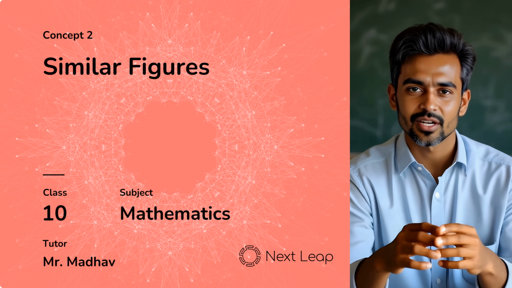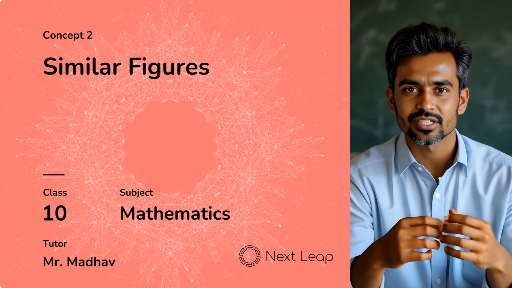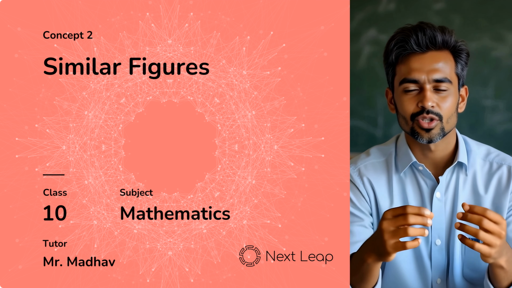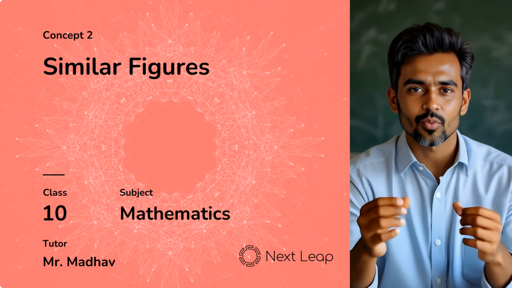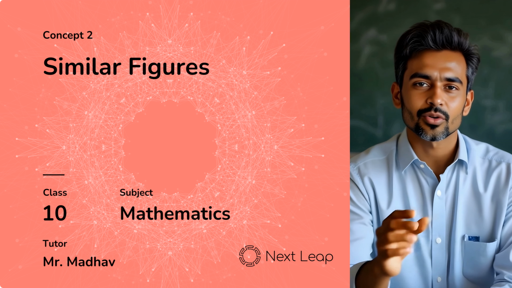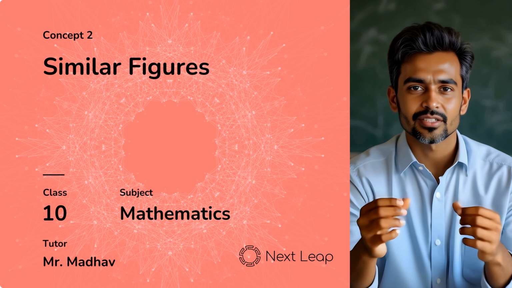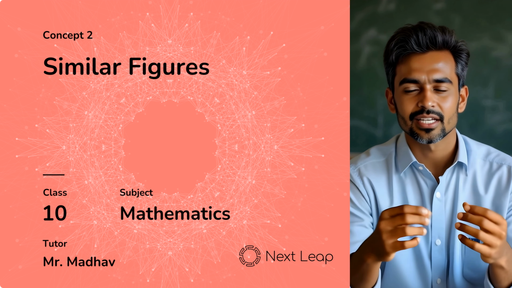Let me ask you something fun. Have you ever noticed how two photocopies of a document look exactly the same, while a reduced photocopy still looks like the same content but smaller? That's the difference between congruence and similarity.